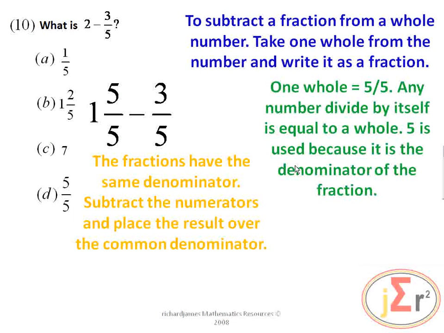The fractions have the same denominator. Subtract the numerators and place the result over the common denominator. So the denominators here are already common. So the answer will have the same denominator as the common denominator. And the numerator will be found by saying 5 minus 3, which is equal to 2. We'll have 2/5.